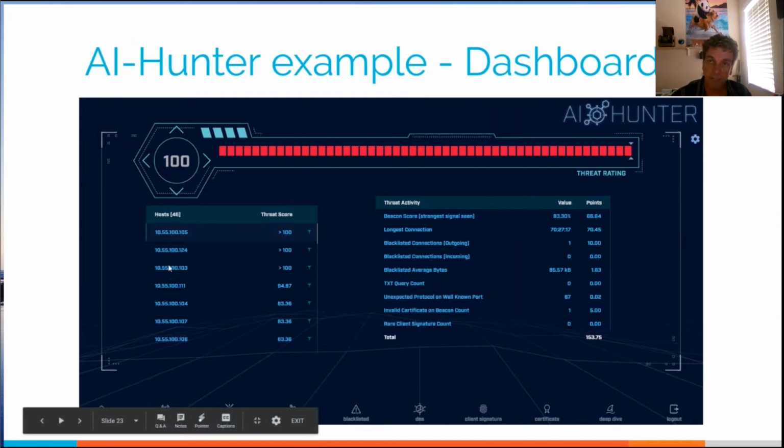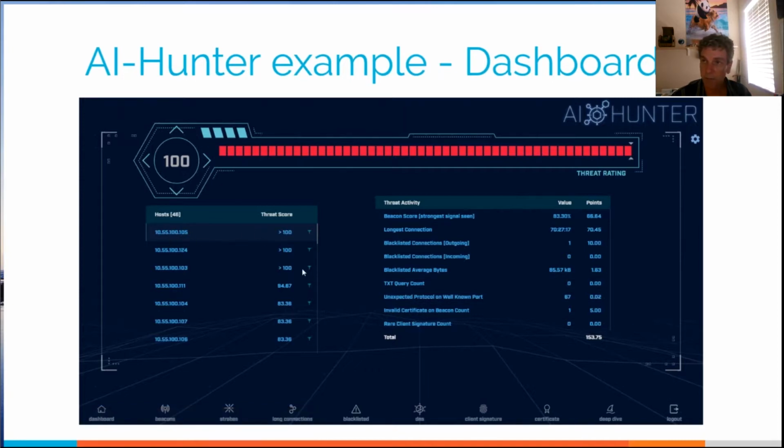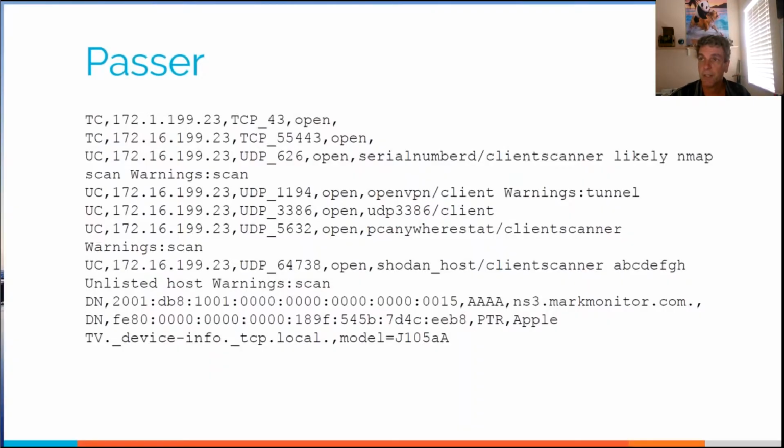So my left-hand side, this is my most likely to be compromised system at the very top. Scroll all the way to the bottom, that would be my least likely to be compromised. And here's why we think it may or may not have been compromised, based on our first pass threat hunt review. So the tool's really going in and doing a lot of this stuff for you.